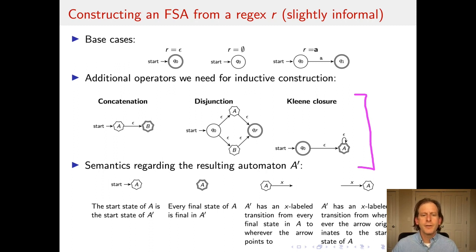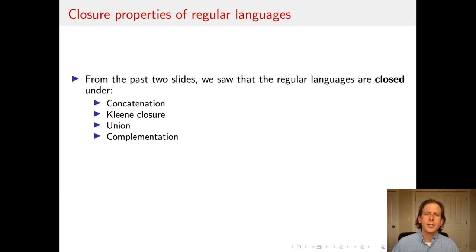Okay. Notice that we don't actually have all of the set theoretic operations that correspond here, but we can talk about them in a little bit greater detail. And I want to just end this little segment by pointing out that we have some closure properties of regular languages. So although there's a finite-state model implementation, there is also an abstraction where we don't actually have to think about the automata themselves, just about the properties of the languages. And from the past two slides, we saw that regular languages are closed under concatenation, Kleene closure, union, and complementation.